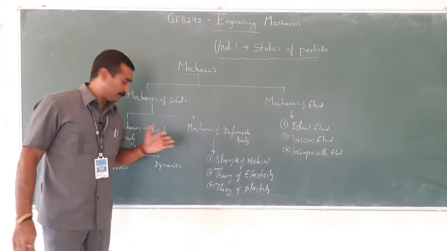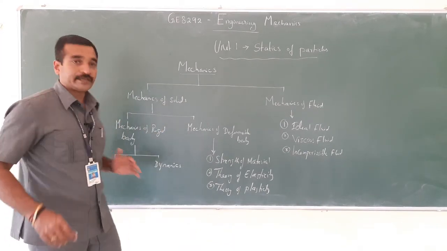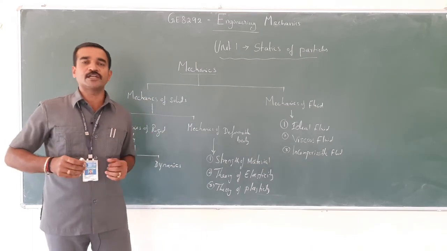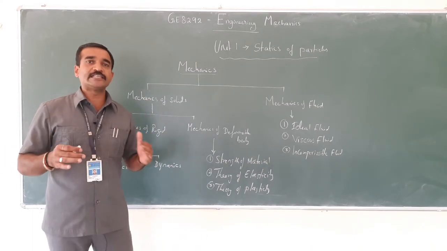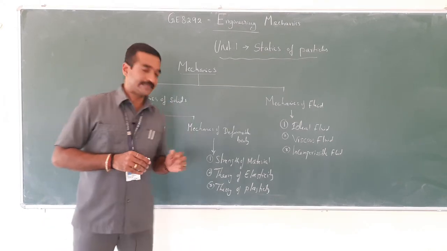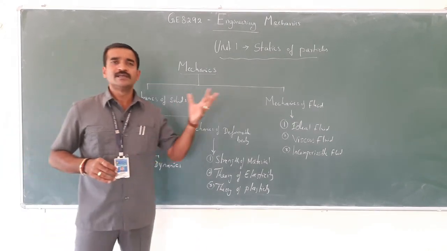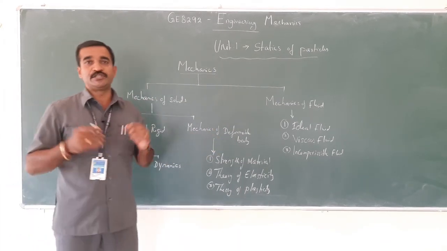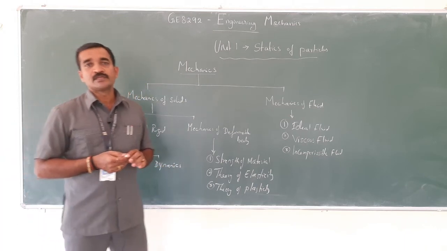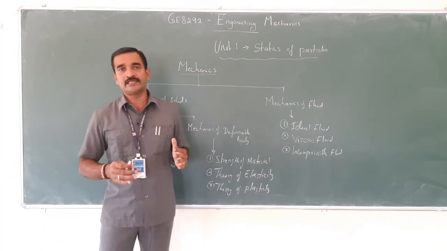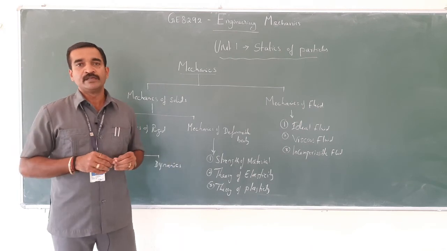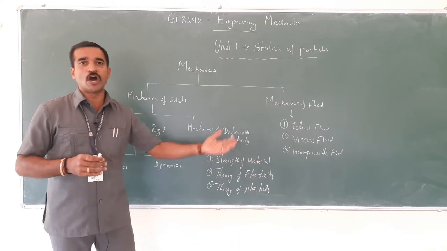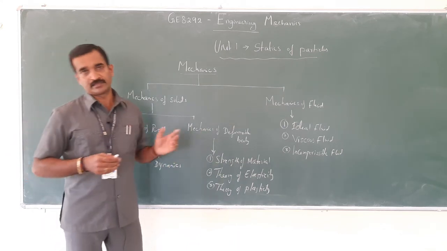Statics is defined as a branch of science which deals with the behavior of the body when it is in a rest condition. An example is multi-story buildings and bridges, which are static objects. Dynamics is a branch of science which deals with the behavior of the body when it is in motion. For example, a moving car is an example of dynamics.